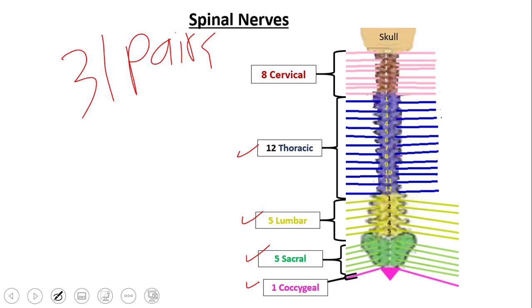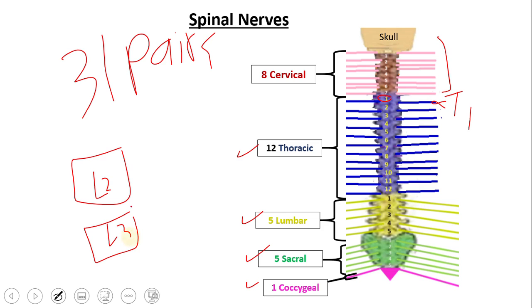How to give the nerve its number? In every region except the cervical, the nerve takes the number of the vertebra above. For example, this nerve here is down to thoracic 1, so this is T1 nerve. How about the nerve here, for example, between lumbar 2 and lumbar 3? It takes the number of the vertebra above, so this is lumbar 2 nerve. How about this one here, down to lumbar 5? So this is lumbar 5 nerve, and so on.